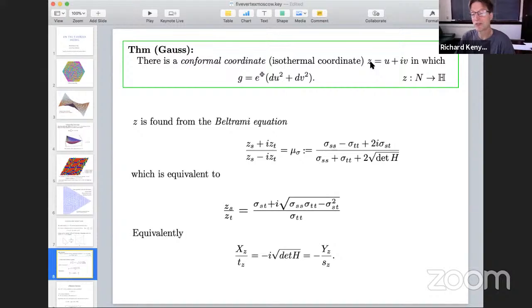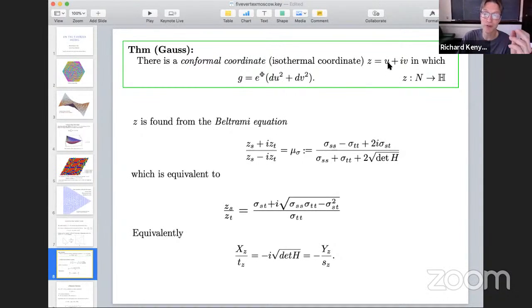And what's special about this conformal coordinate is that when you write the metric in these coordinates, it essentially is a conformal image of the standard Euclidean metric in the UV plane. So the metric in these new coordinates is just a varying scalar multiple of the Euclidean metric in UV coordinates. That's a very old theorem.